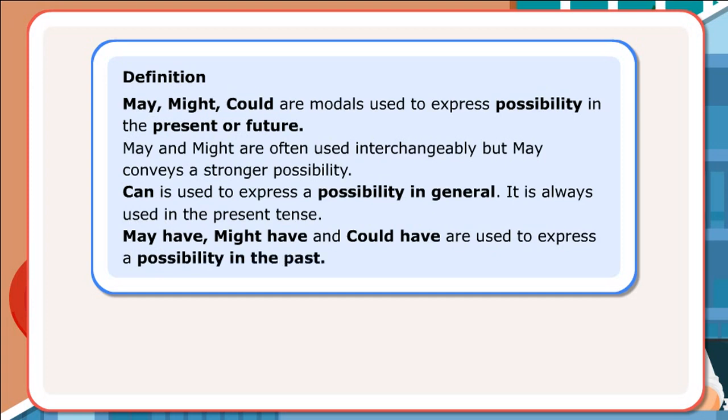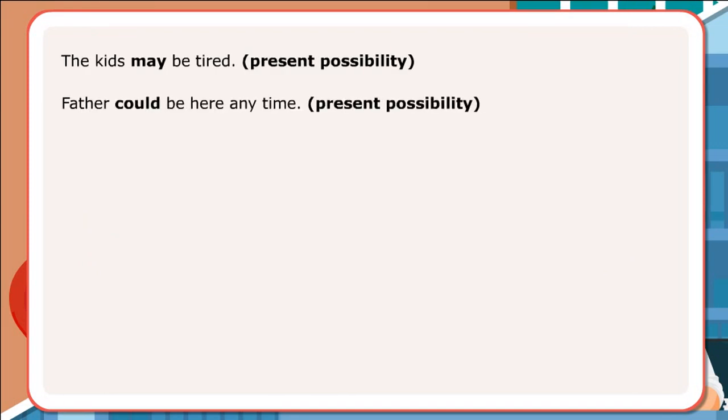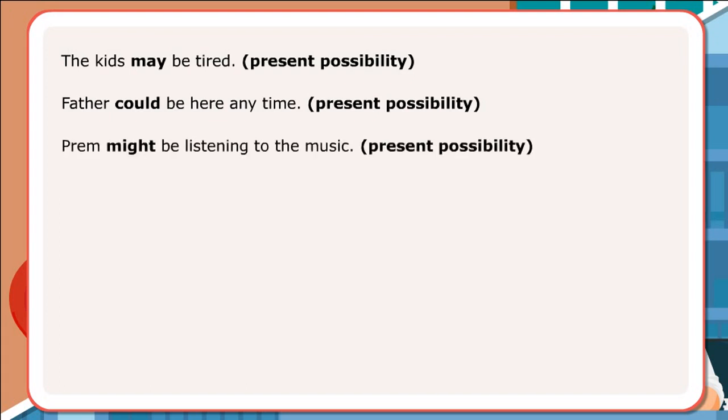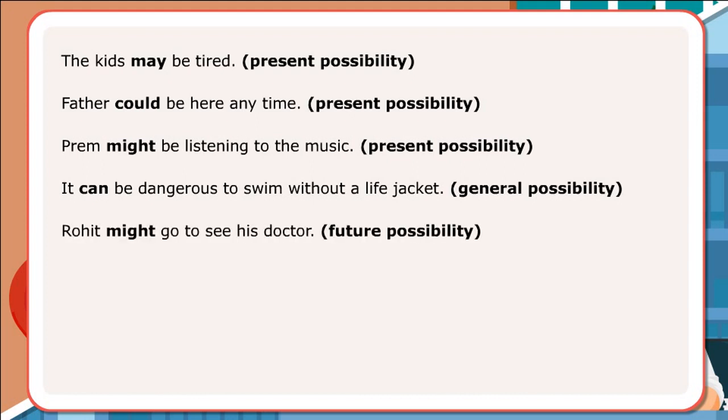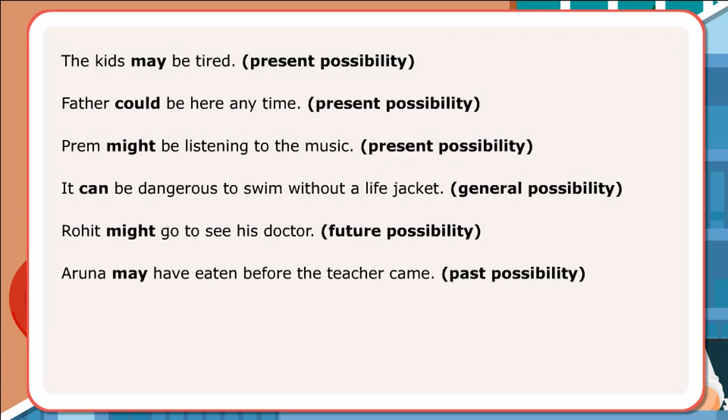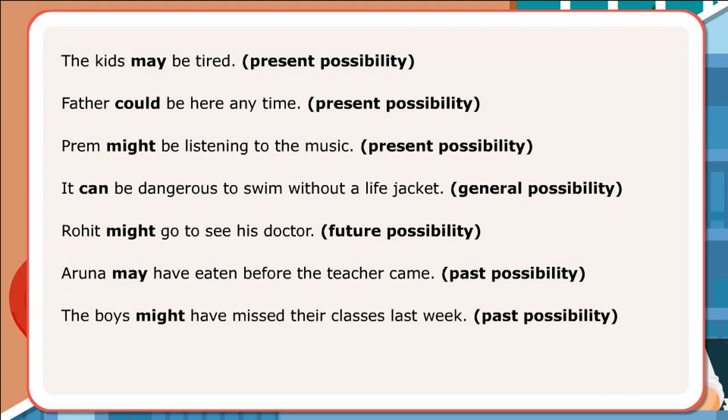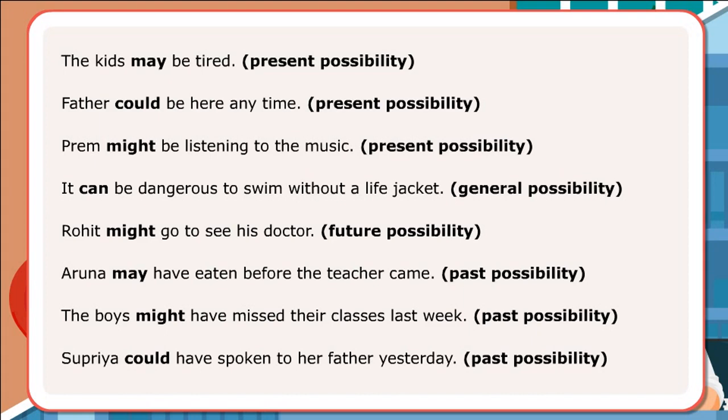Let us look at these sentences. The kids may be tired. Father could be here any time. Prem might be listening to the music. It can be dangerous to swim without a life jacket. Rohit might go to see his doctor. Aruna may have eaten before the teacher came. The boys might have missed their classes last week. Supriya could have spoken to her father yesterday.